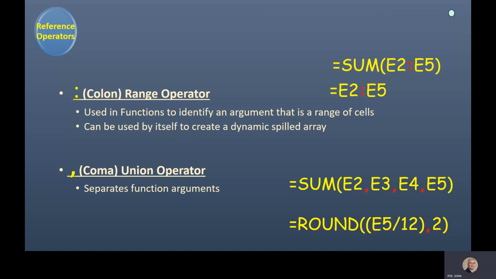A comma simply separates function arguments or formula operands. In the first case, we can say equals SUM E2, comma E3, comma E4, comma E5. That does the same as the formula at the top where we're summing that entire range. It just takes longer to type in. In the next example, we can use the ROUND command, where we separate the different arguments in that function by commas.